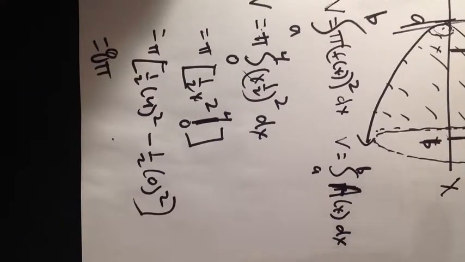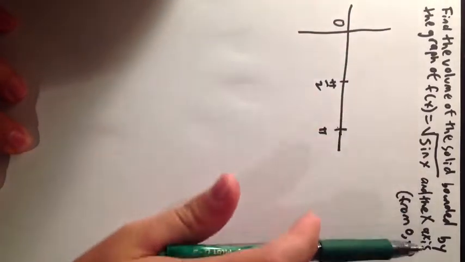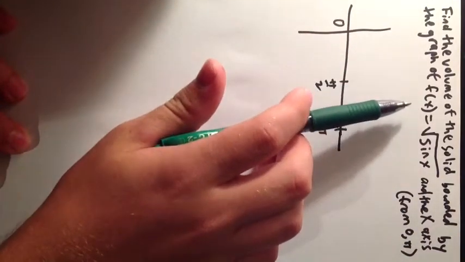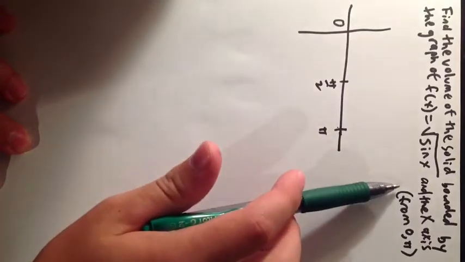I'll show you one more example right now that's a little more challenging, and it uses a little bit more thinking from the mathematical perspective. Alright, we're back, and we're going to try to attempt to solve a problem that's a little bit more challenging, but still on the easier side of things. Alright, and it is find the volume of the solid bounded by the graph of f of x equals radical sine x and the x-axis from 0 to pi.